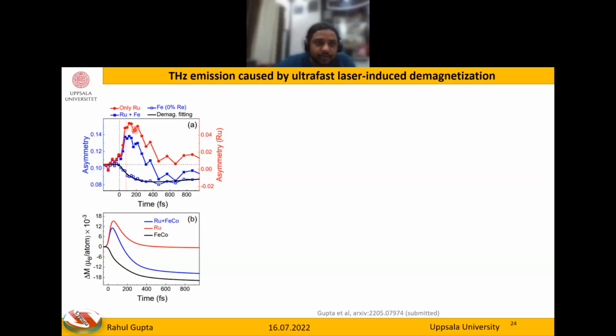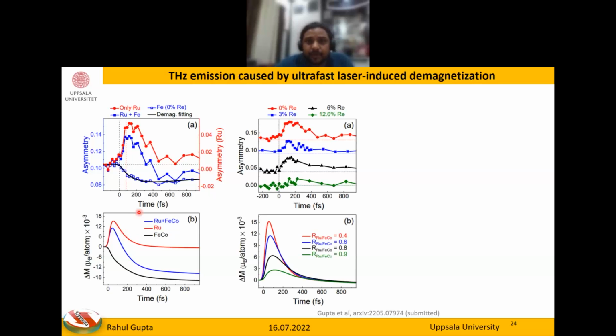So this behavior we did not observe in copper capped samples. And this is a calculated change in the magnetization as a function of time, and you can clearly see a similar type of behavior is observed from when our collaborator calculated using the superdiffusive response model. So we observe similar behavior as a function of rhenium doping, but as we increase the rhenium doping, the peak amplitude of the asymmetry decreases.